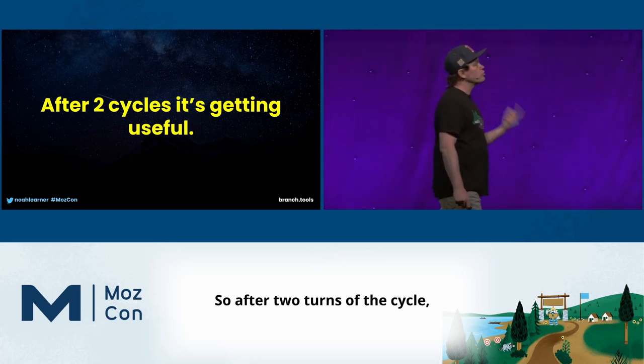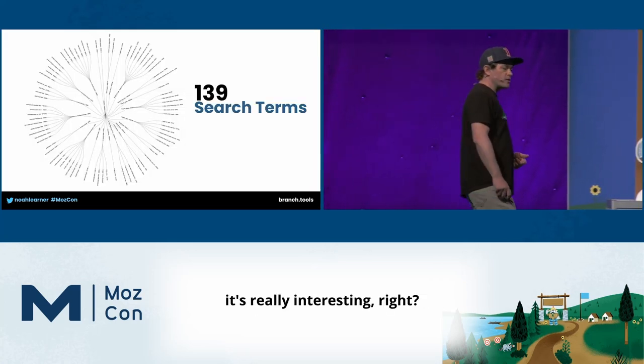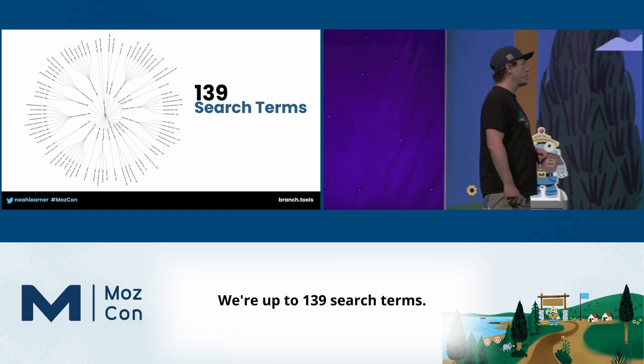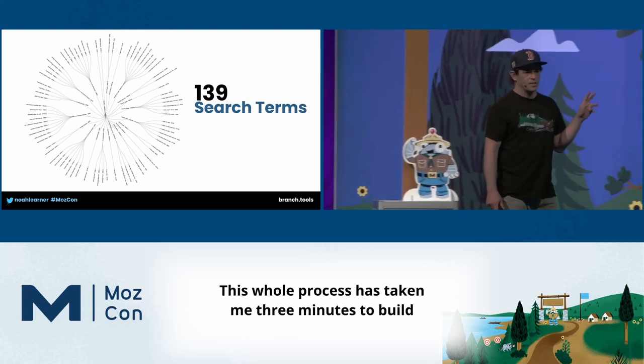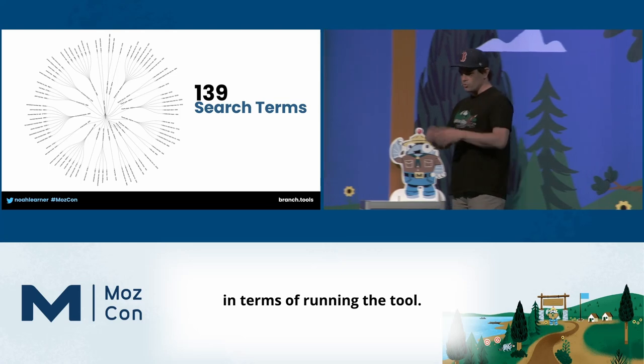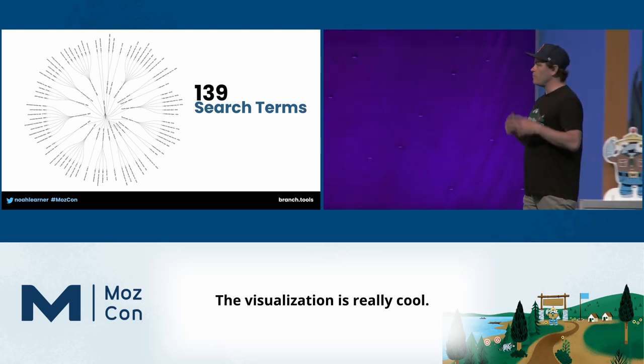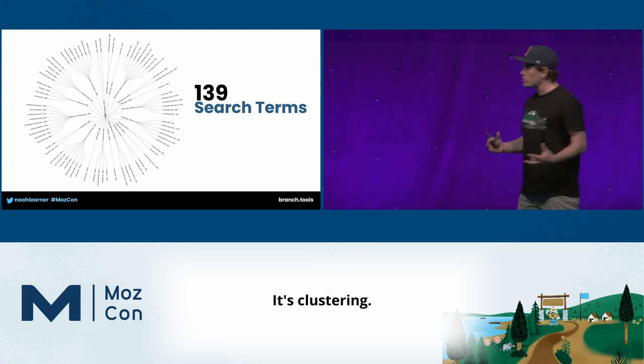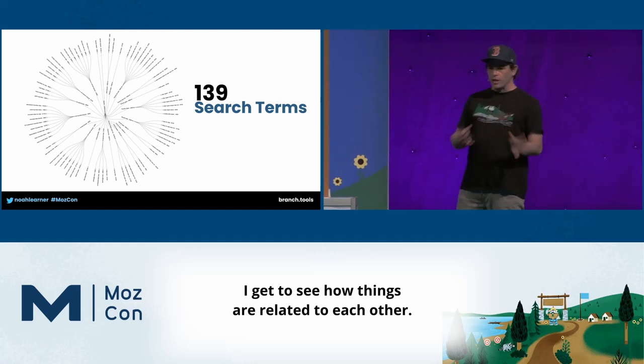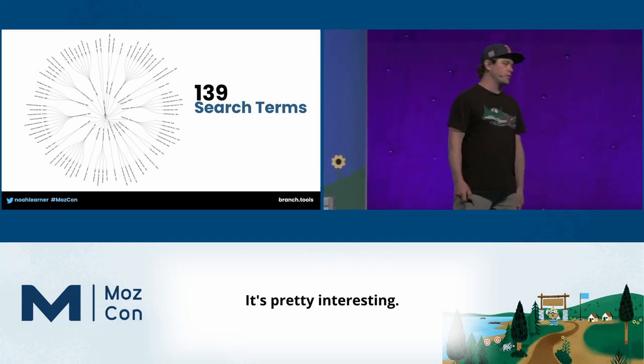So after two turns of the cycle, it's really interesting, right? We're up to 139 search terms. This whole process has taken me 3 minutes to build in terms of running the tool. The visualization is really cool. It's clustering. I get to see how things are related to each other. I've got search volumes. It's pretty interesting.